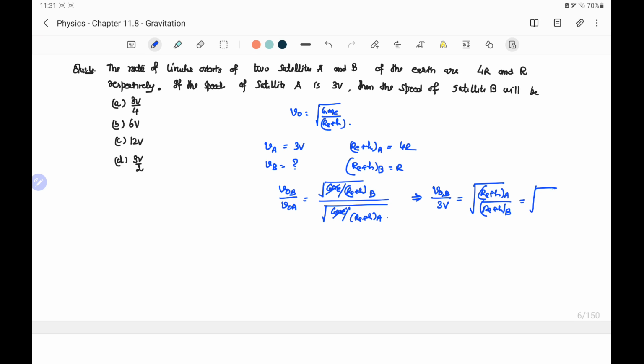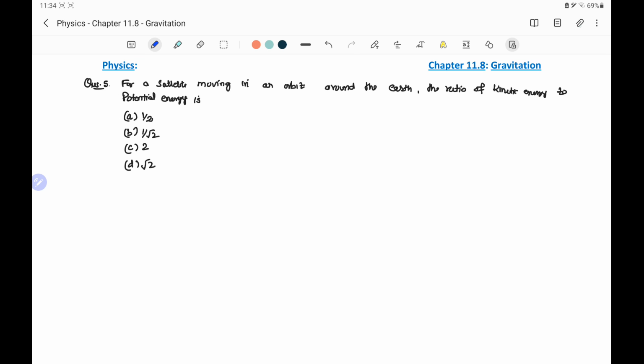And these values are given. For A it is 4R, while for B it is R. So R and R get cancelled and the square root of 4 is 2. Therefore, the orbital speed of satellite B is equal to 2 into 3V, that is equal to 6V. Hence option B is the correct option.